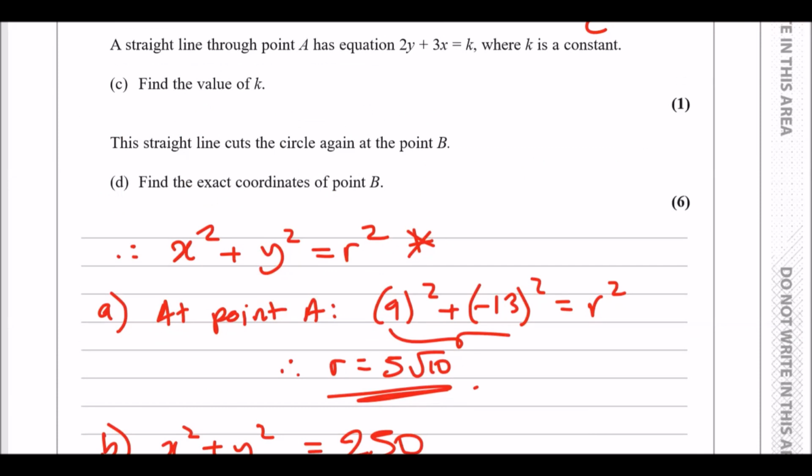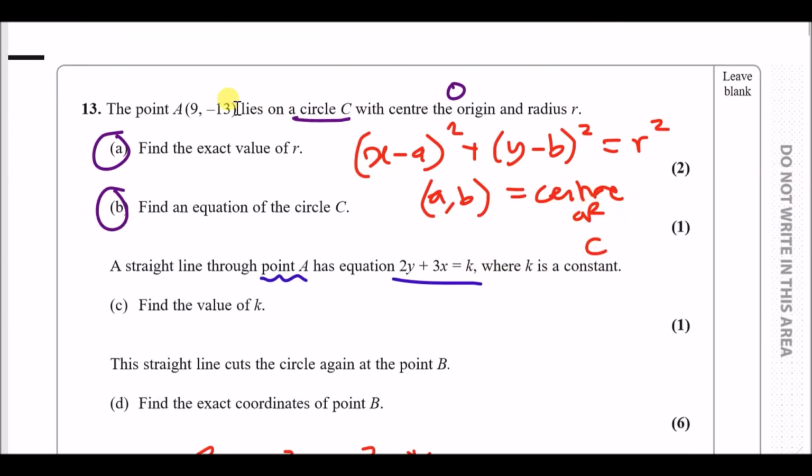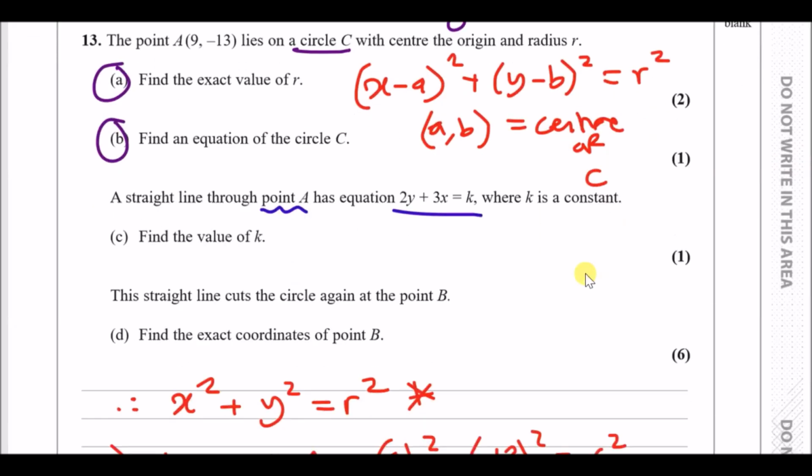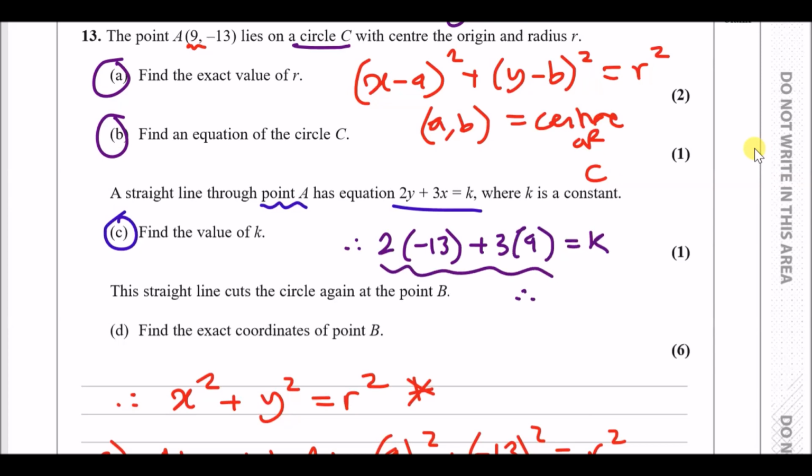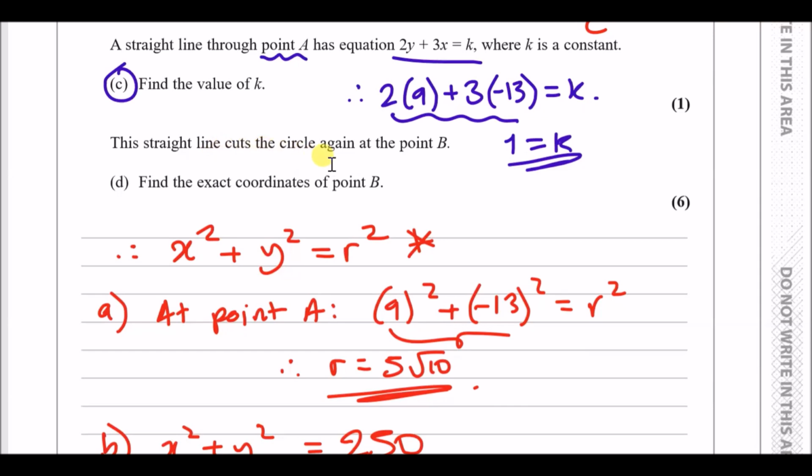Okay, next two parts. So a straight line through point A has equation 2y plus 3x equals k, all right, where k is a constant. Okay, so this is 1 mark. Find the value of k. All right, this is easy. So you've got A, which passes through this point, and that equals k. Well, all you've got to do is literally substitute the value of A into this equation. So replacing x with 9 and y with minus 13, you should get 2 times minus 13 plus 3 times the x, which is 9, equals k. Putting this in your calculator, you're done. You should get a solution of 1. So k equals 1.